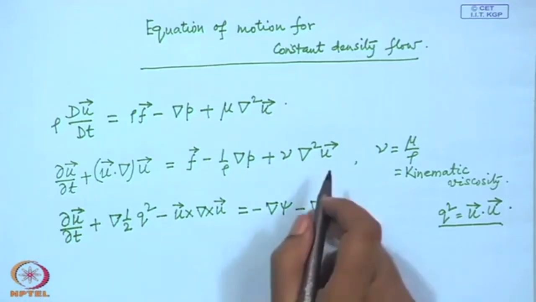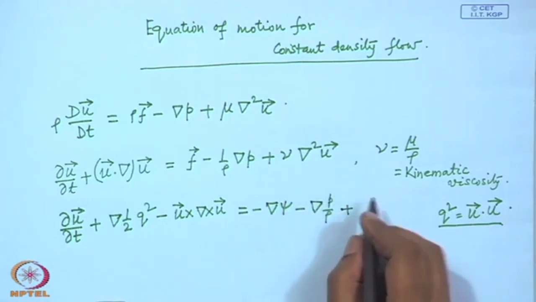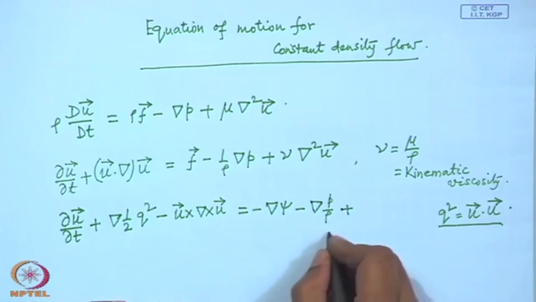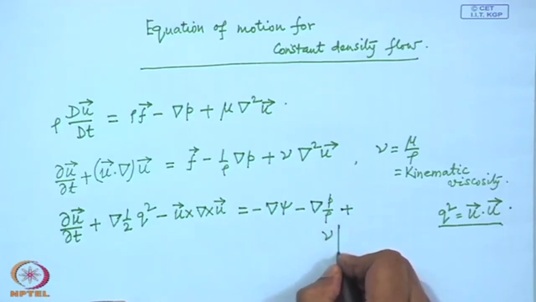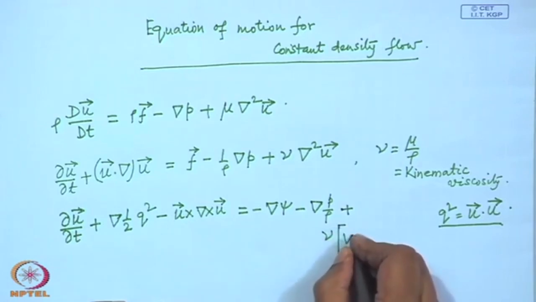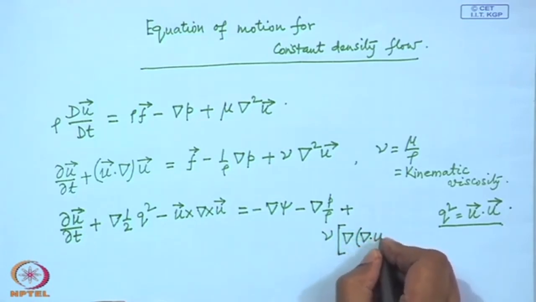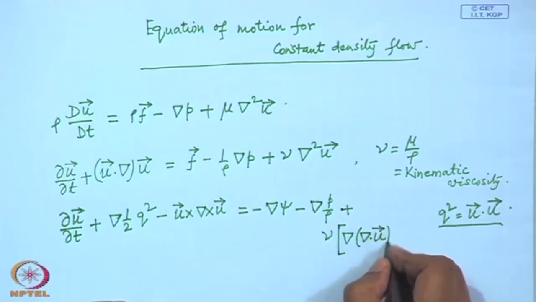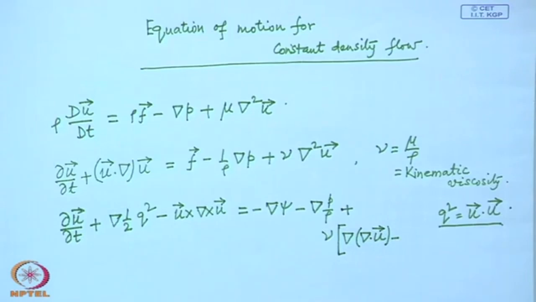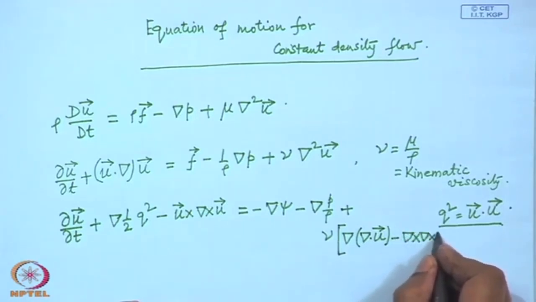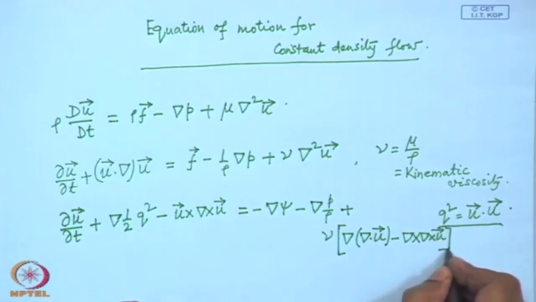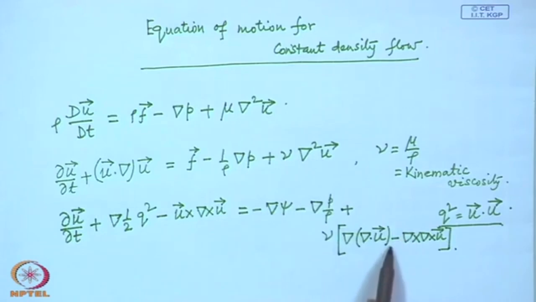And this Laplacian of u also we will write using another vector identity. Curl of u. This is the same as the Laplacian.